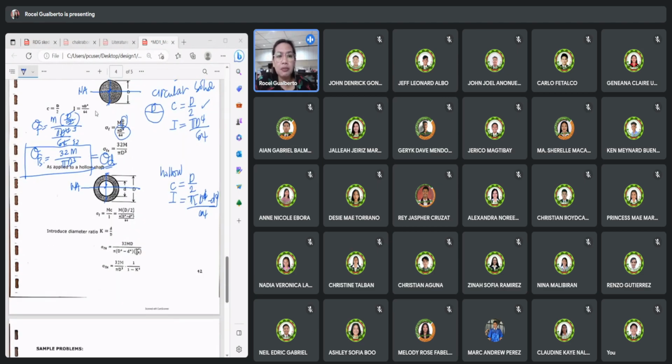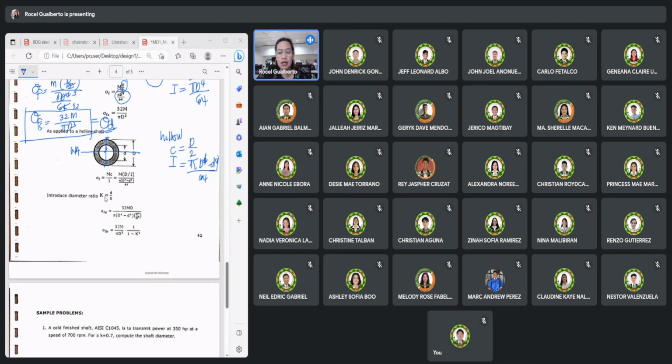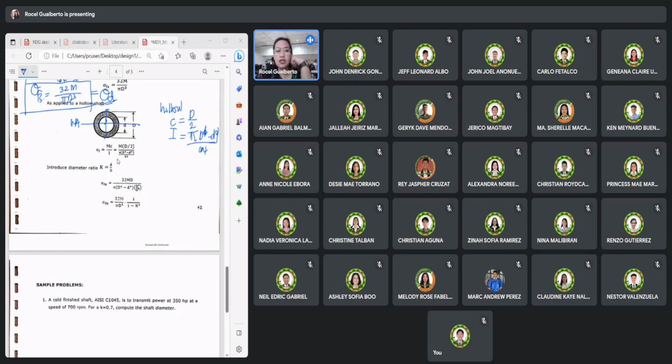And kapag hollow naman po, ito naman po yung substitute natin na value ng C at I. So again, we start with the general equation, MC divided by I. Okay? So yun yung M. Ang C po ay D over 2, katulad niyan. And this is the value of I, katulad po nito. Okay? So, what can we cancel here is simply po yung 2 and 64 lang din po. Okay? So, it will arrive at 32.